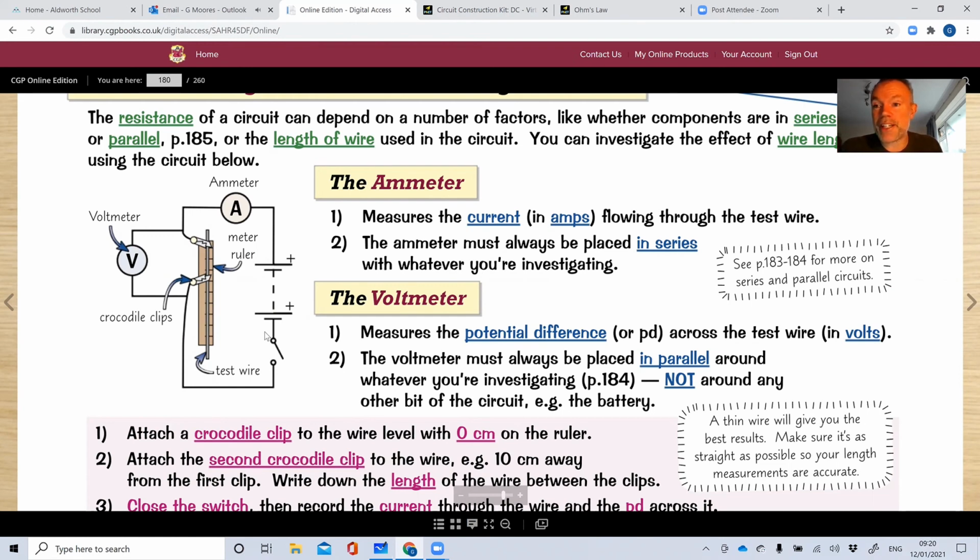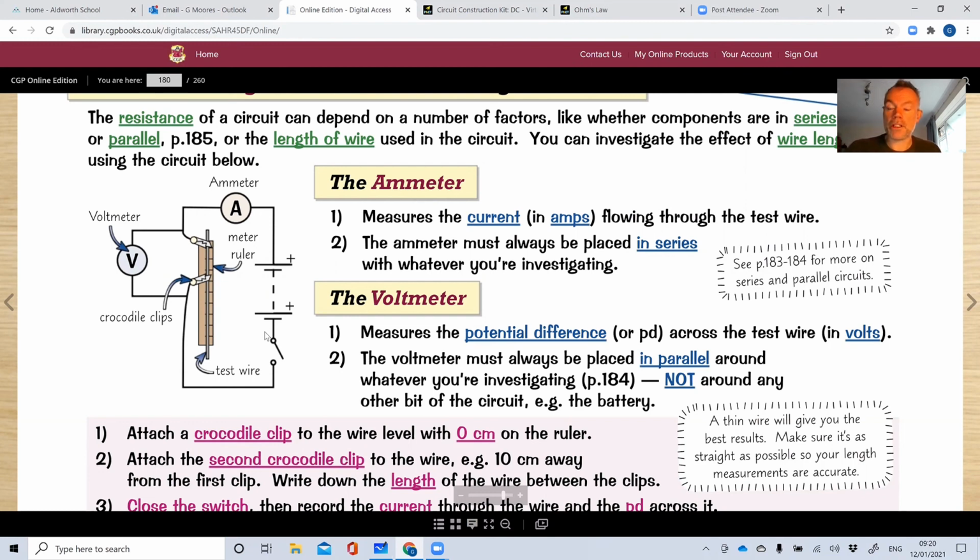Control variable is what you're keeping the same. The control variable, you're trying to keep the temperature the same, and you're using the same wire each time. Okay, and the dependent variable is what you're measuring: the voltage and the current and working out the resistance. You could say the resistance is the dependent variable. You could say the current and the voltage is the dependent variable.